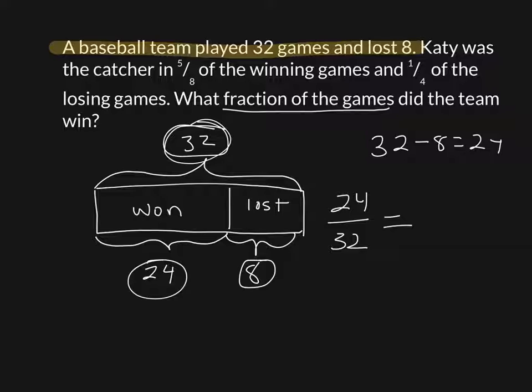And of course, to find the fraction, I need to put this in simplest form. And I notice right away that 8 will go into both 24 and 32. 8 will go into 24 3 times, and 8 will go into 32 4 times, and so they won 3/4 of the games. Every 4 games, they won 3 and lost 1, in other words.